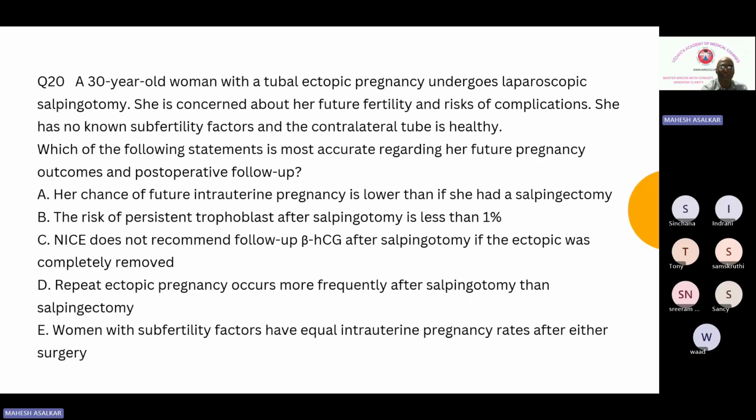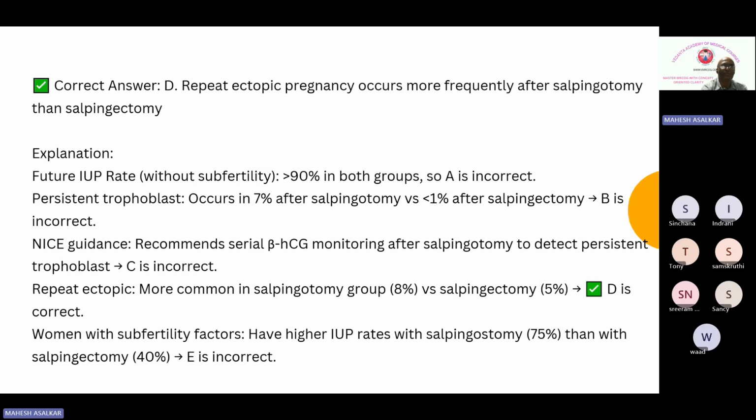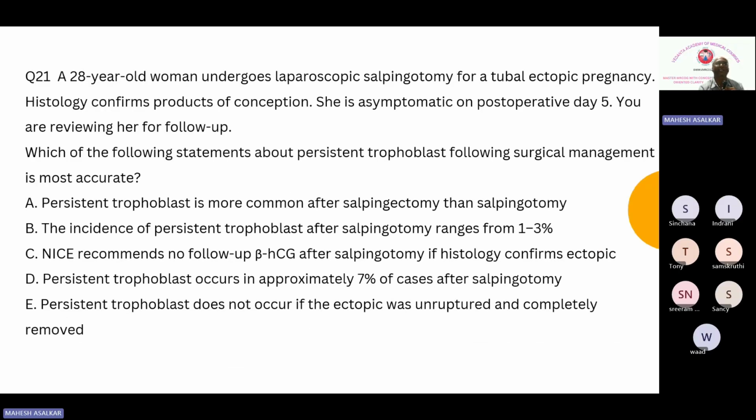See, such kind of questions will be there. So unless you have read the guideline properly, sometimes it is a bit difficult to judge only on the answers. So this explanation we have seen: persistent trophoblast occurs in 7% of salpingostomy, less than 1% in salpingectomy. So the next question will be that only, I guess. Yes, continue, Dr. Sansi.